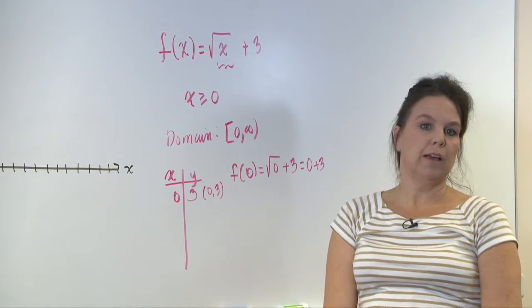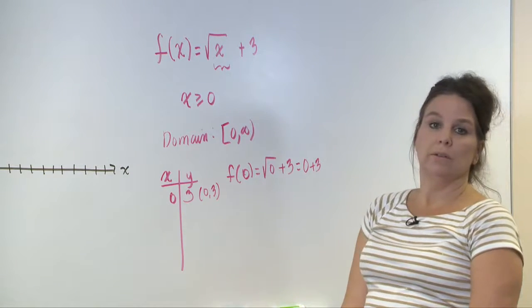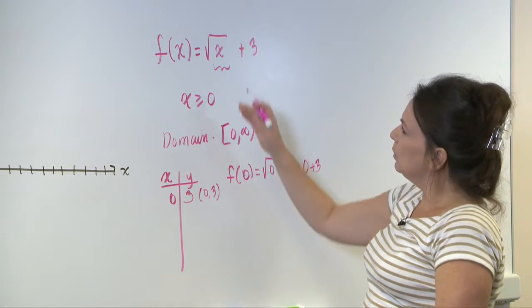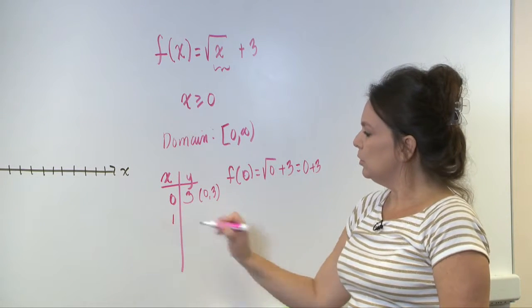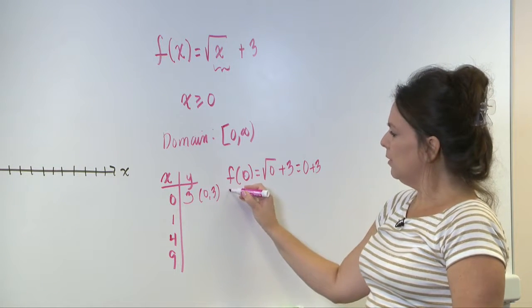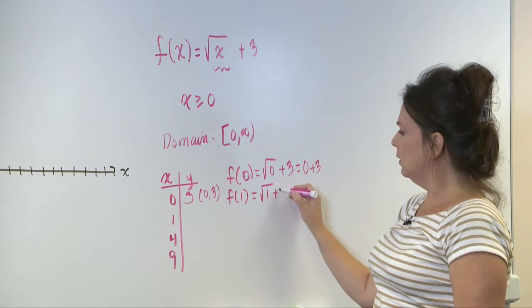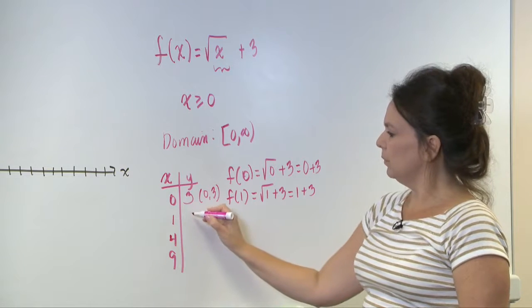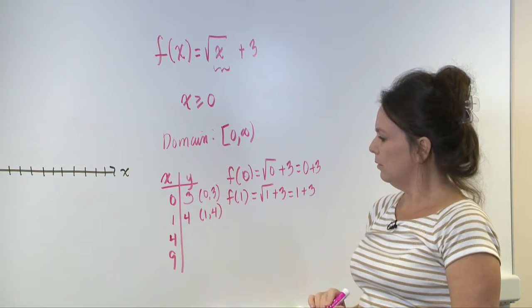I'm going to continue to choose a couple of additional values for x. And I can pick anything I want as long as it's greater than or equal to 0. But some values I'd like to choose are perfect squares because we have the square root of x. So I'm going to choose 1, 4, and 9. And I'm going to evaluate the function for these values. f of 1 is equal to the square root of 1 plus 3. The square root of 1 is 1 plus 3, or a total of 4. So I have the ordered pair 1, 4.